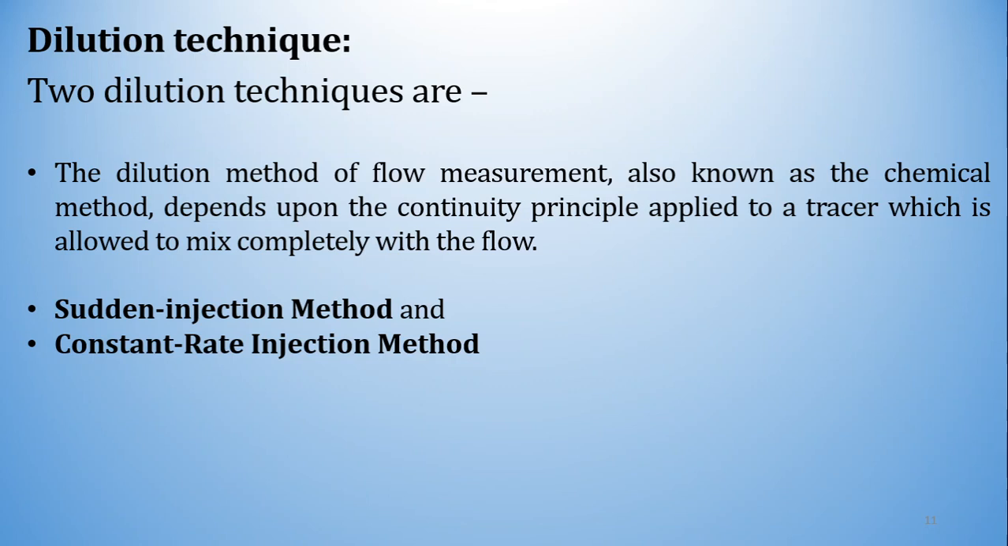The dilution method of flow measurement, also known as the chemical method, depends upon the continuity principle applied to a tracer which is allowed to mix completely with the flow. So there are two dilution techniques. First is the sudden injection method and second is the constant rate injection method. Both are chemical methods which work on the continuity principle applied to a tracer. Tracer is an element which is applied to the flow.